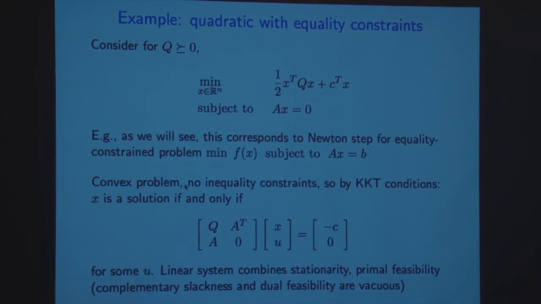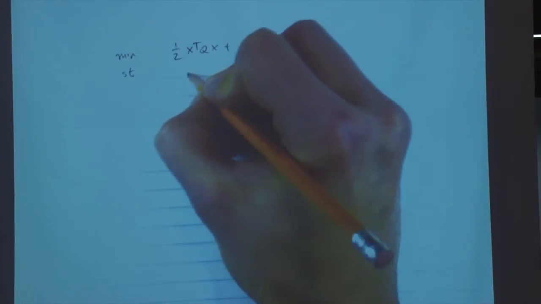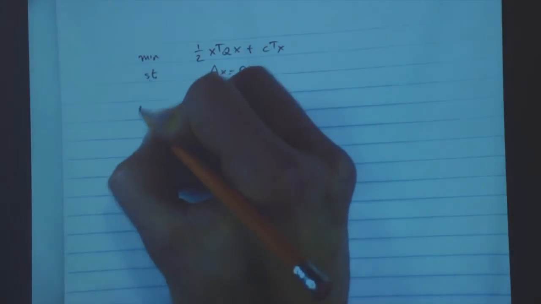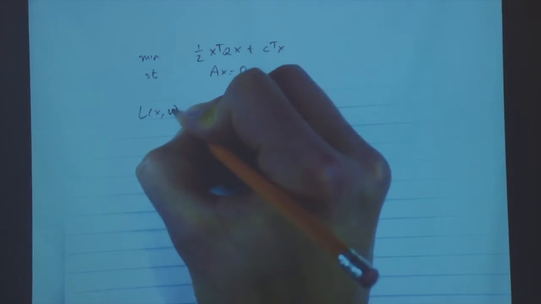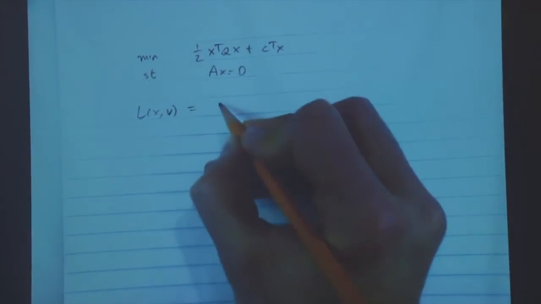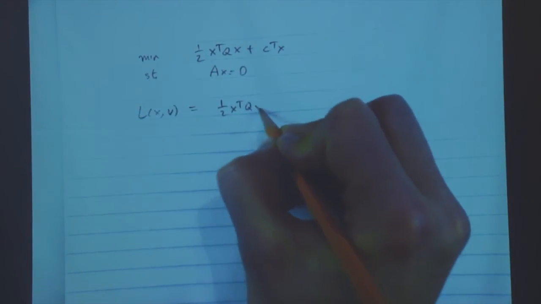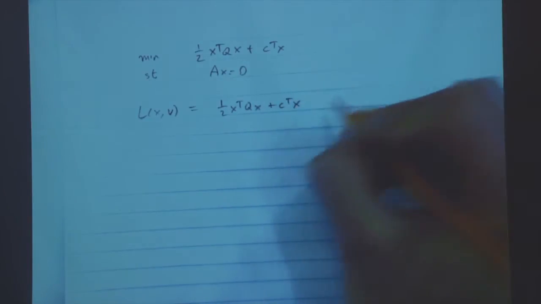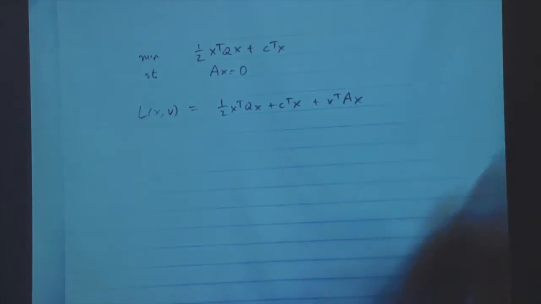So let's see if we can write down the KKT conditions for this problem. Right, so let's just go through them one by one. What does complementary slackness say? Let's write down the Lagrangian first. It's only a function of x and v. We have no u because there are no inequality constraints, right? Which is just the criterion plus v transpose Ax.